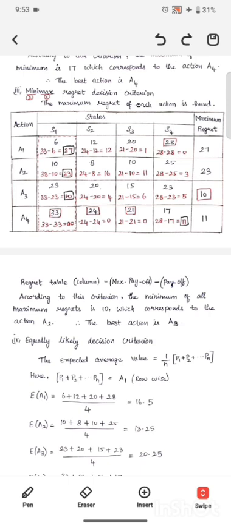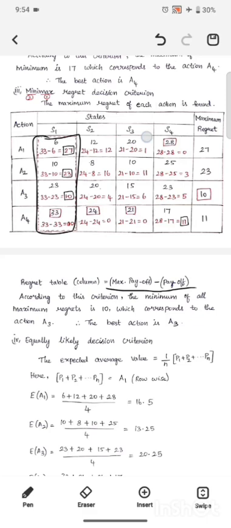Next, we are going to see about minimax regret decision criteria. In minimax regret decision criteria, we have a formula: maximum payoff value minus payoff value. Maximum payoff value means we are going to take the maximum value from the column. We consider S1 as a column and take the maximum value from the S1 column. Similarly for the S2 column, S3 column, and S4 column, we take the maximum value minus the payoff. The payoff value is given in the actual table.